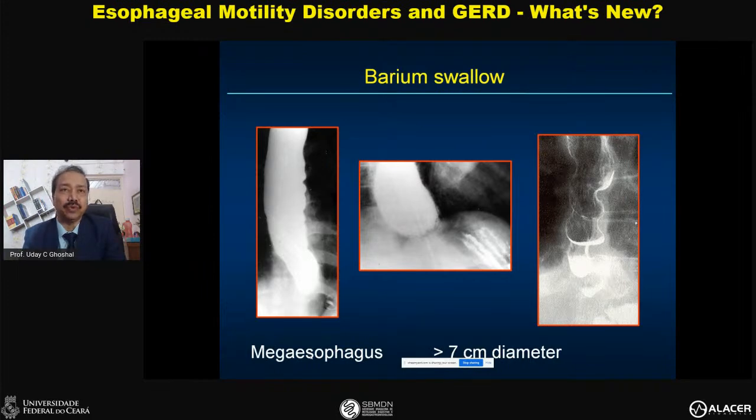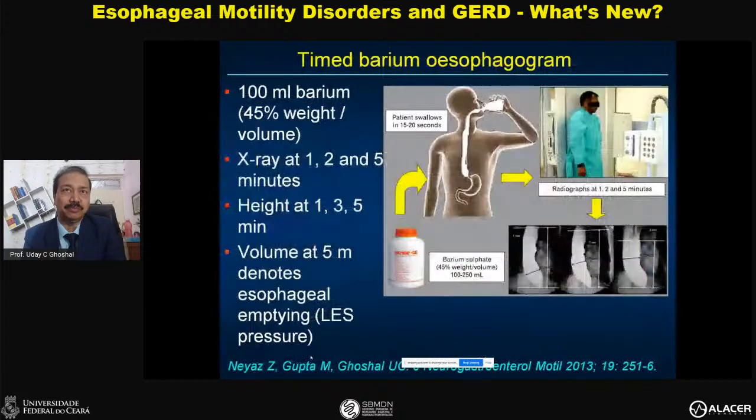So what is megaesophagus? It is an esophagus which is dilated 7 centimeter or more, and these patients often don't do well with esophageal balloon dilatation or pneumatic dilation.